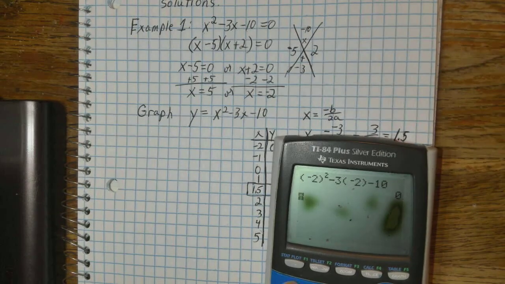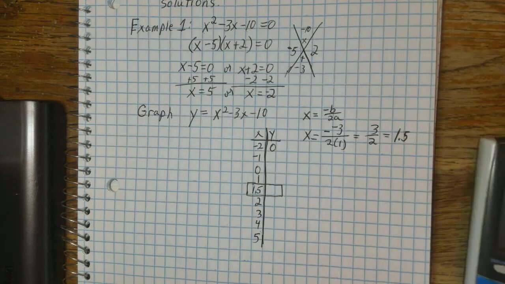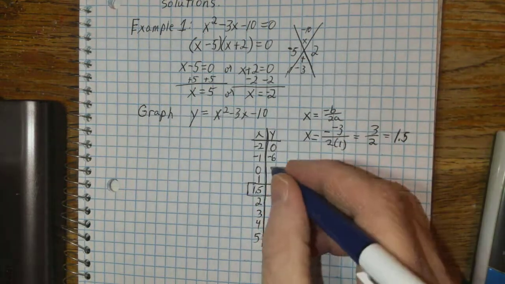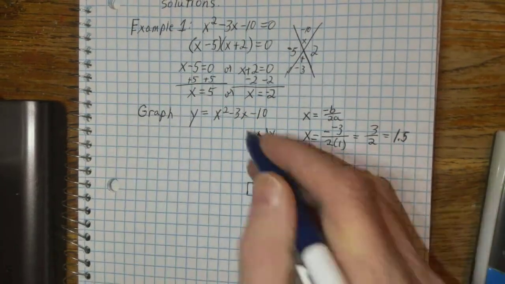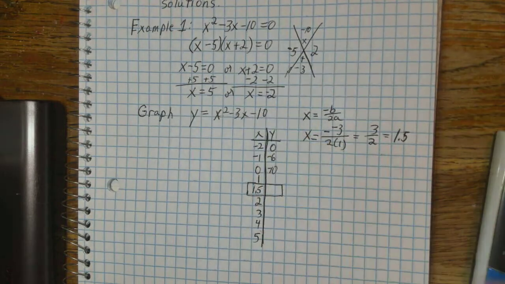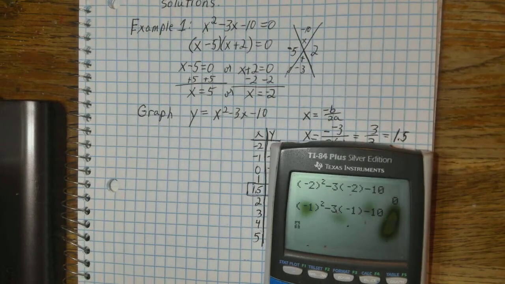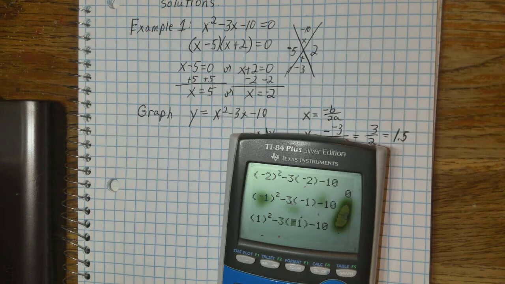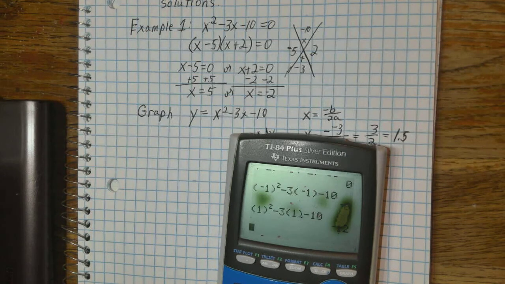Now let's put in negative 1. Negative 1 here. And what do we got? Negative 6. If I put 0 in, I'm talking about the y-intercept. That's negative 10. I just know if that's 0 and that's 0, then negative 10 is all that's left. Okay, I'm going to put 1 in, which means I'm just going to delete the negative signs off of here, and I get negative 12.